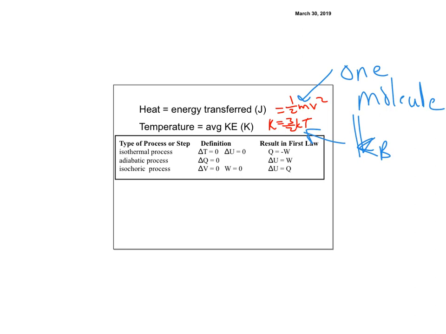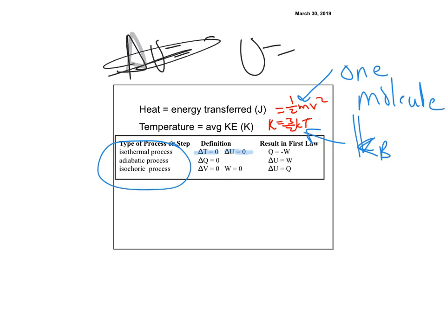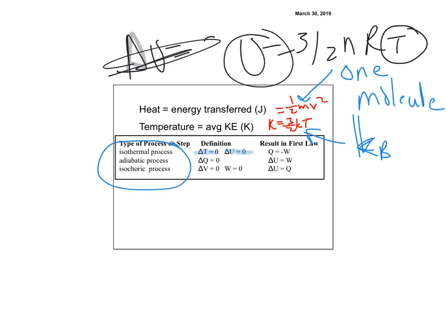You do need to understand these words: isothermal, adiabatic, and isochoric. Isothermal means that the temperature stays the same, so that's why this one says delta T equals 0. If delta T equals 0, remember delta U has to equal 0. U is equal to 3/2 nRT. If T changes, U changes. If T stays constant, U stays constant. That's the only constant thing we have. Everything else depends on other things. But temperature and internal energy are the same thing.